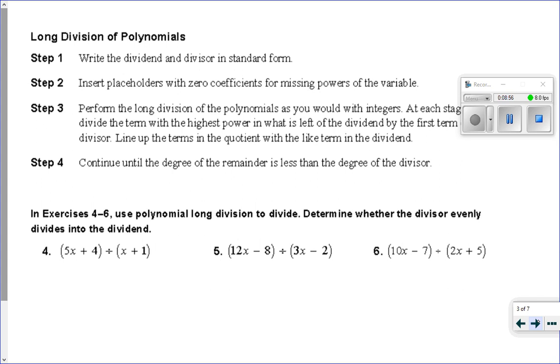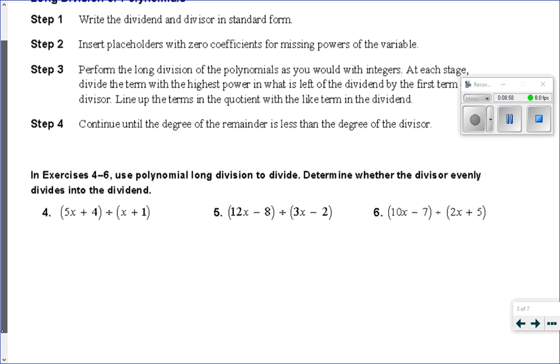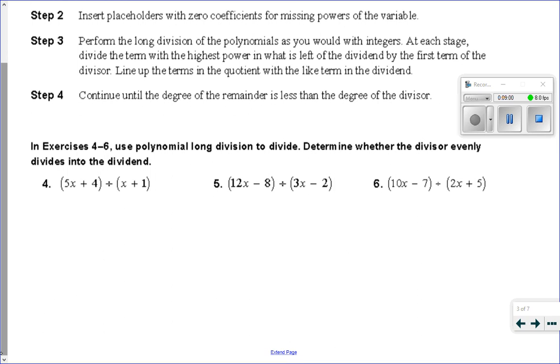And I'm going to focus on the key things that you want to keep in mind as you're working through these. You have that step-by-step guide if you need it, but let's jump right in and do number 4. On number 4, you've got 5x plus 4, and you're dividing that by x plus 1. In this case, I cannot do what we did on 1 through 3, which was just distribute that division, because our divisor is a binomial. I have to use long division.